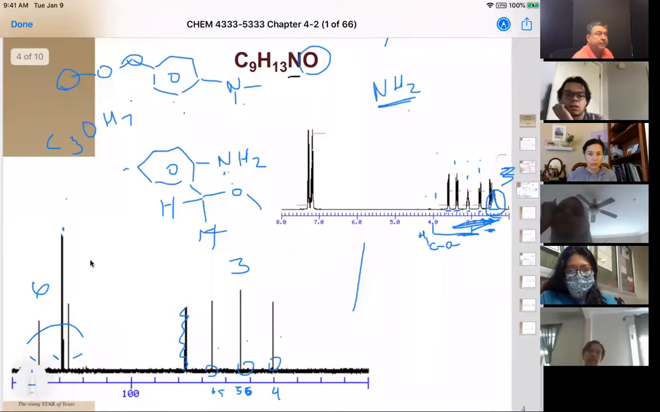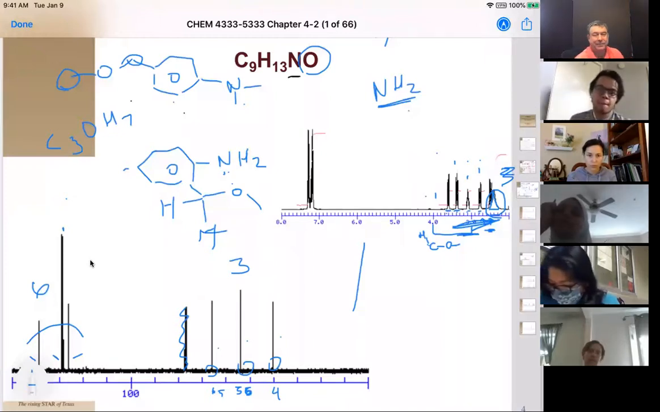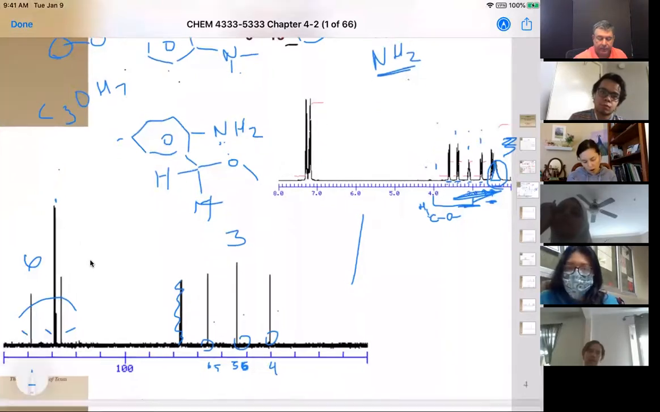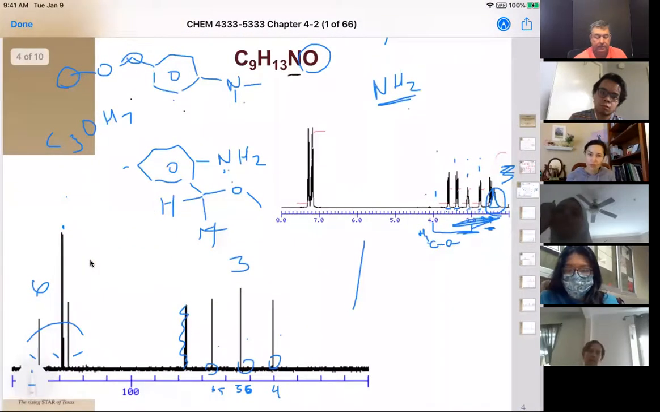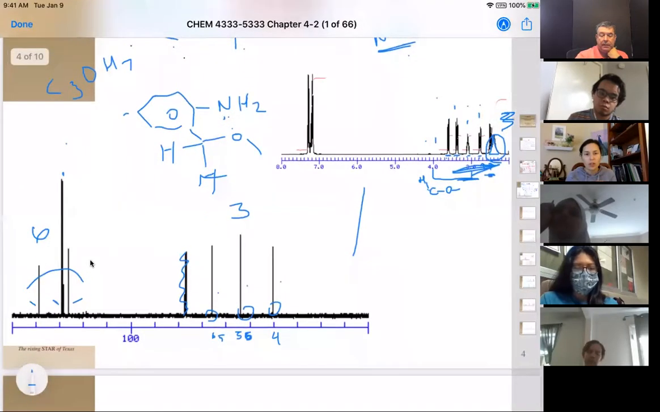Anybody have any ideas? I'm kind of stumped on this one. I don't know where to go with this one. Okay. Well, what I'll do, let's see. Do we have any other information? Do we have a DEPT experiment? No, we don't. So we have some kind of para substituted aniline. And that's all I can tell you right now. I'll go look it up and figure out what it is. All right, let's move on to the next one.